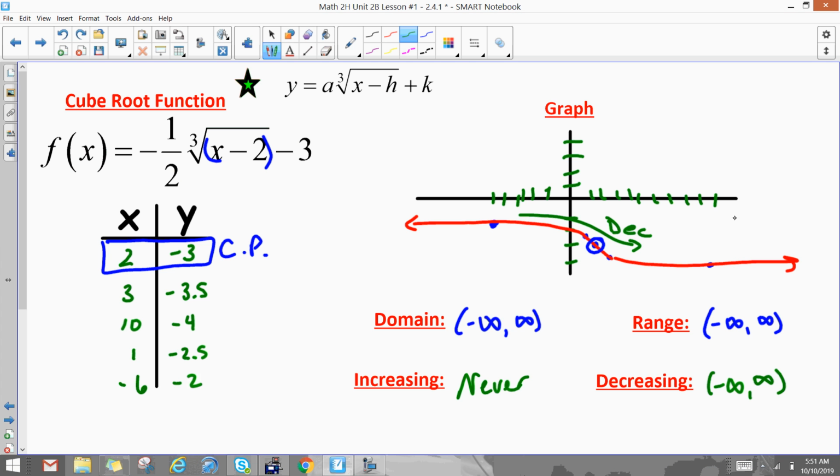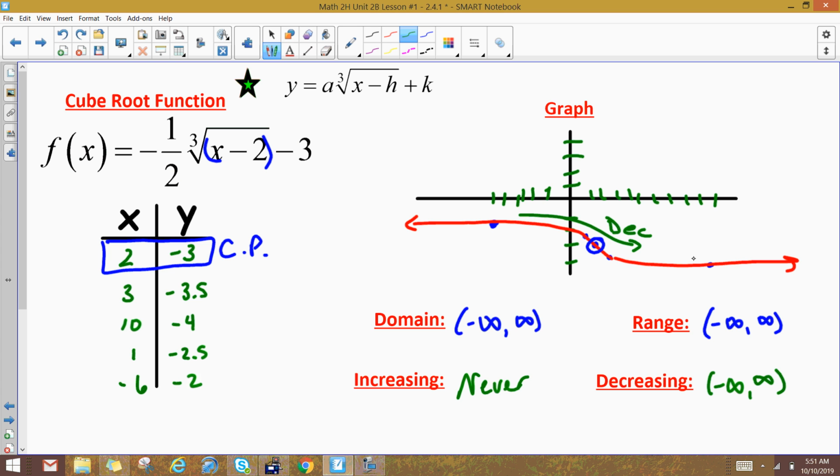We just have to decide if we're going up to the right because we're increasing, because a is positive, or if we're going down as we move to the right, if our a value is negative, because we are decreasing. Okay. So we're going to use this. You're going to be expected to be able to do an accurate graph like I did with points, find the domain, range, and when it's increasing and decreasing.